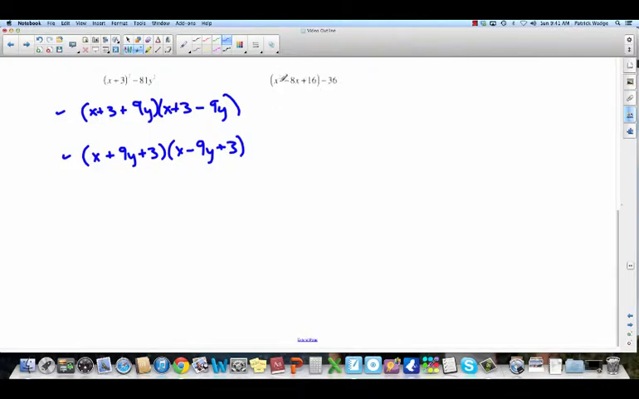So let's try that. This is a simple trinomial in the bracket. So what I'm looking for is two numbers that multiply to 16. 1 and 16, 2 and 8, 4 and 4, and they have to add to 8. Well, that's these ones right here. So, since it's x squared, I have x and x. The two numbers are 4 and 4.